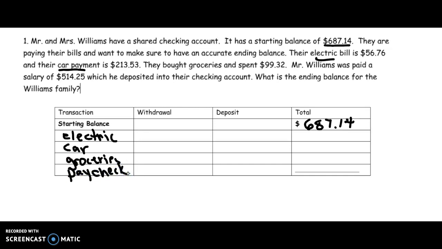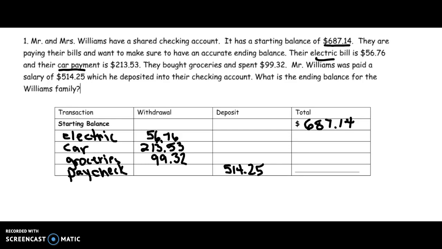So all the money they spent are withdrawals. For their electric bill, it was $56.76. Their car payment was $213.53. And their groceries were $99.32. Okay. The salary is a deposit. So that one was $514.25. Lost my marker. Okay, so now I have to go through here and do some math in order to find out what their total is.